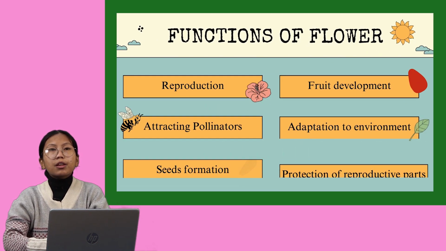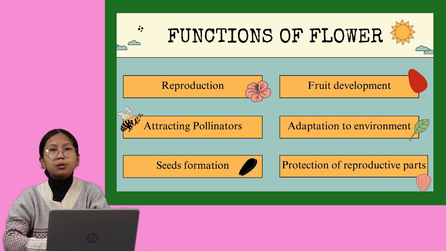Functions of flower. The first function of flower is reproduction. Reproduction is the primary function of a flower. Reproduction should be there in order for the survival of the flower.